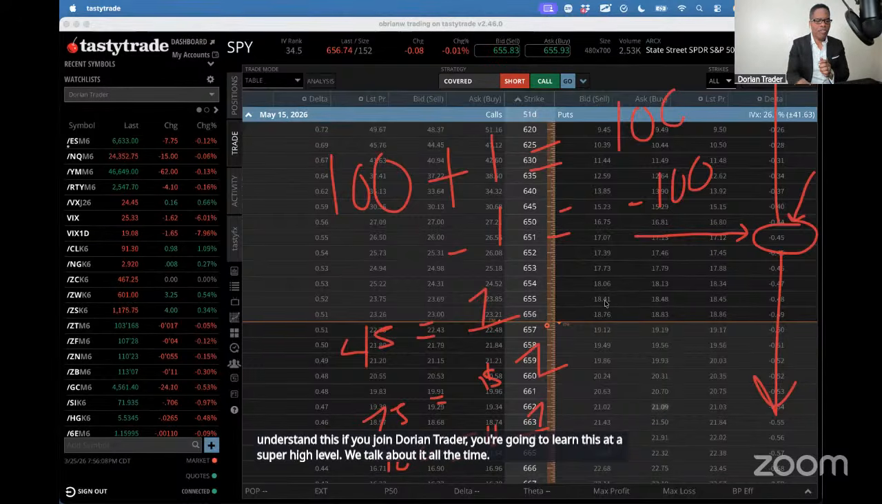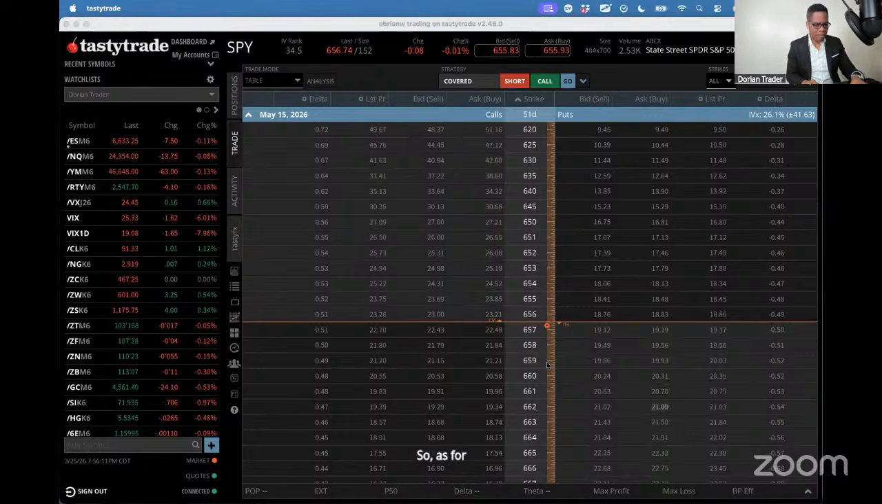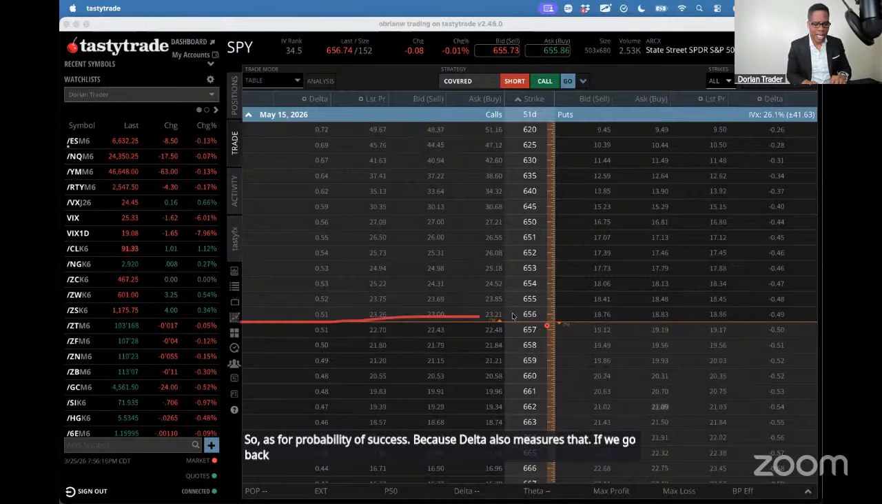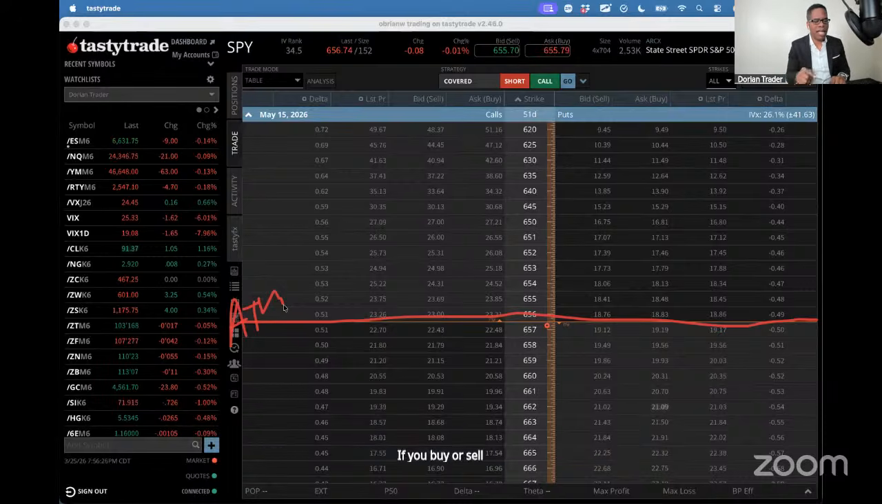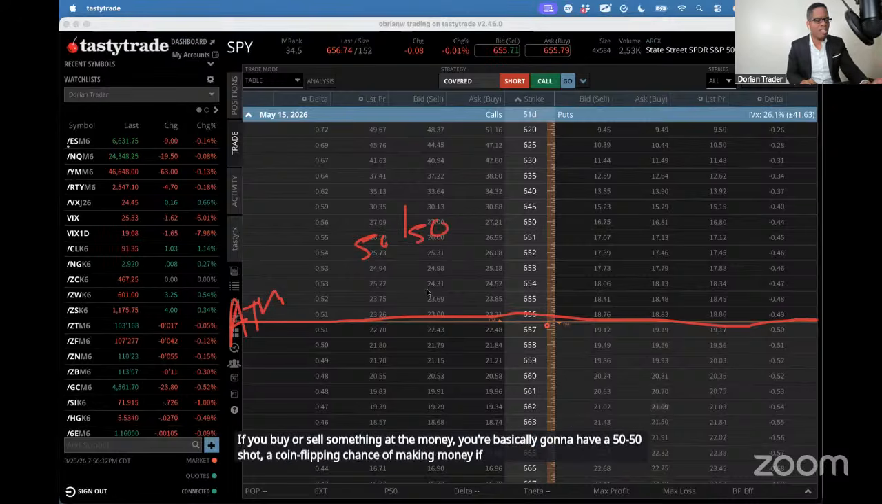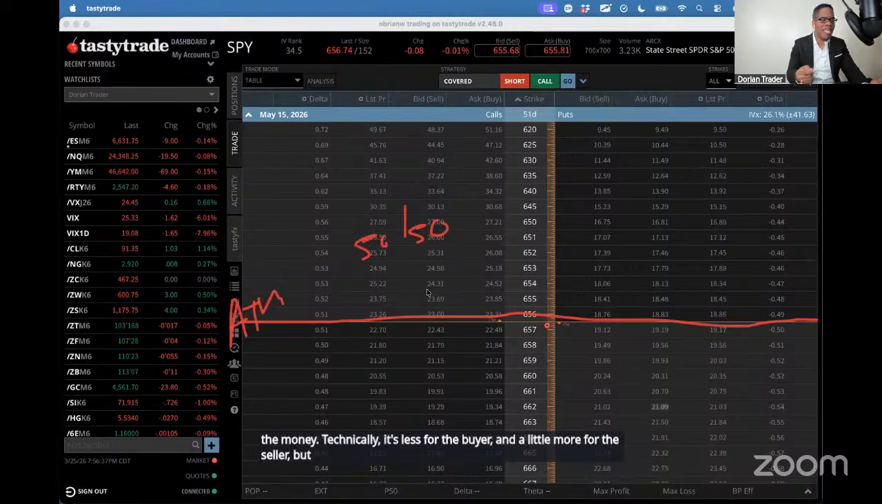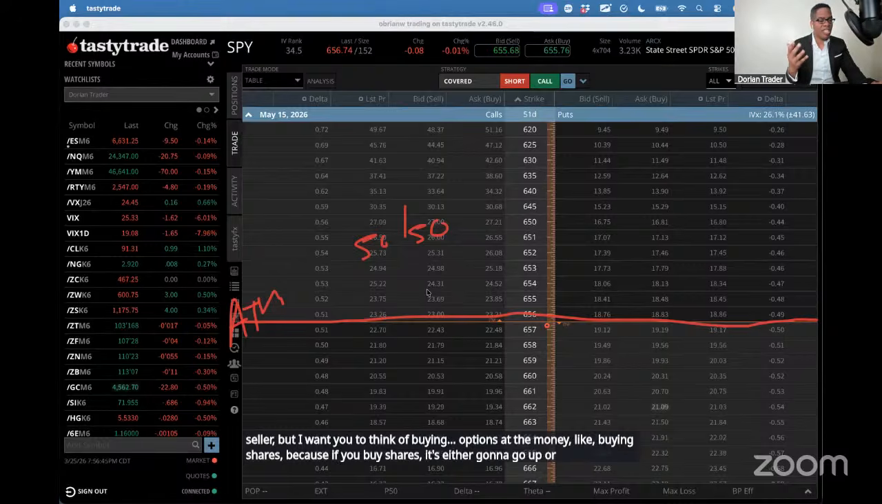Okay? So as for probability of success, because delta also measures that. If we go back to this at the money line here, this orange horizontal or brown, whatever color you consider it, this at the money line, once again, this is where the stock is trading. If you buy or sell something at the money, you're basically going to have a 50-50 shot, a coin flipping chance of making money. Technically, it's less for the buyer and a little more for the seller, but I want you to think of buying options at the money like buying shares, because if you buy shares, it's either going to go up or go down. 50-50 shot, at least initially.